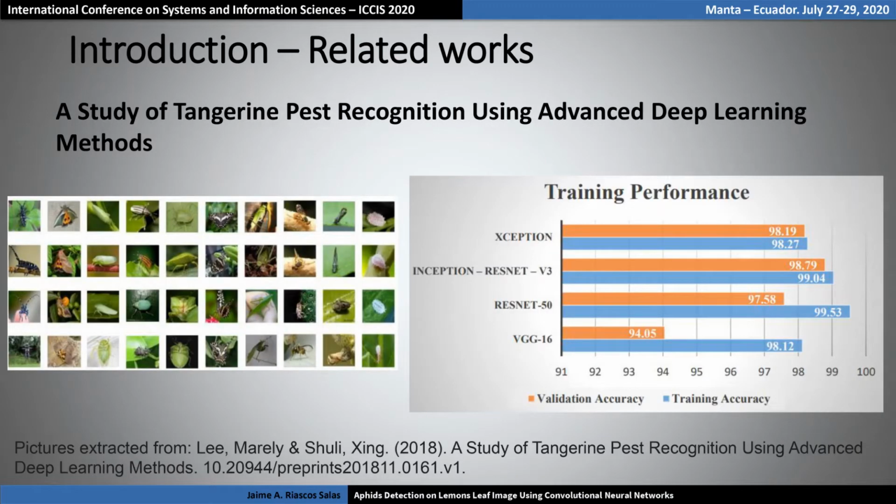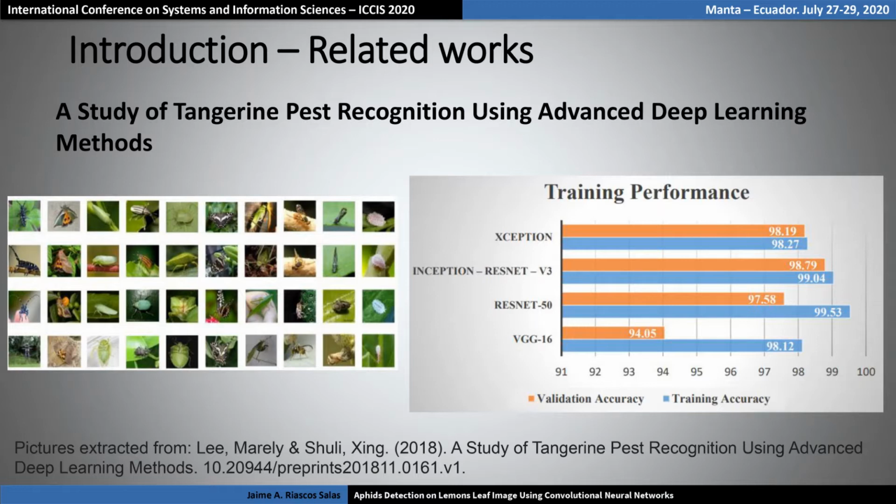Finally, Shin and Lee compared several CNN architectures to classify 10 citrus pests, but aphids is not included in this study. The models used in this study reached on average an accuracy rate between 94% and 98%. Although the works mentioned above have demonstrated to be adequate to carry out citrus plant disease detection, they present some issues that should be tackled.